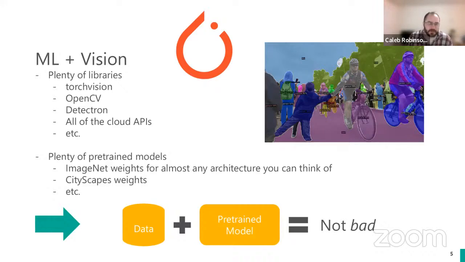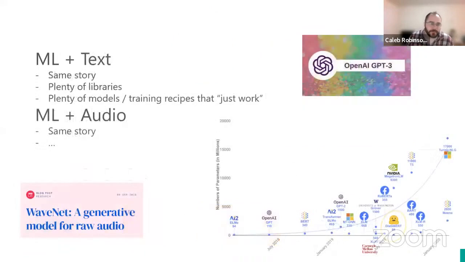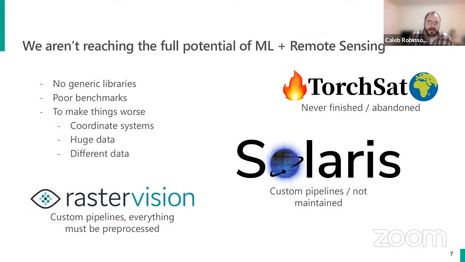This leads to a situation where if you have new data pertaining to some sort of vision task, you can pick up a pre-trained model using any of these existing libraries and get a result that's often not terrible. Again, the same holds for the text domain. There are plenty of libraries and training recipes that just work. The same thing with audio as well. But the problem is that we don't have the same thing for the intersection of machine learning and remote sensing. There are really not a lot of generic libraries.